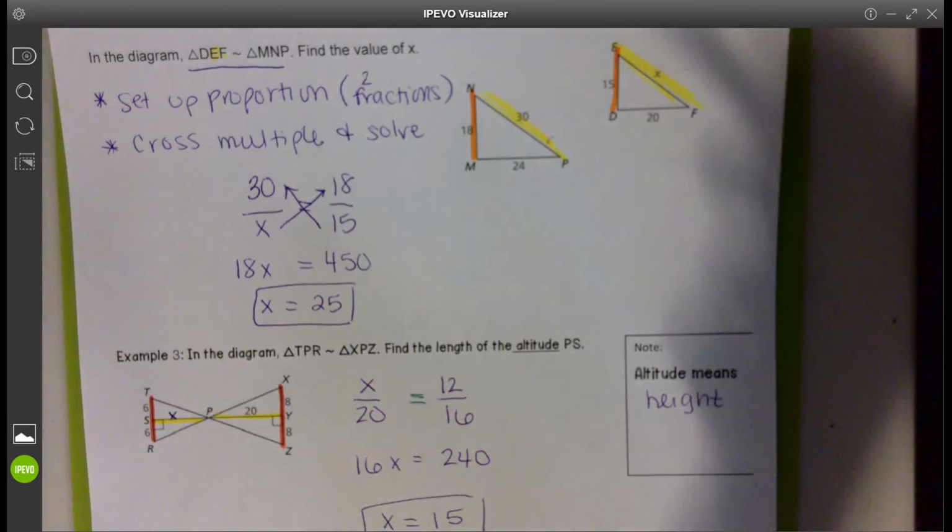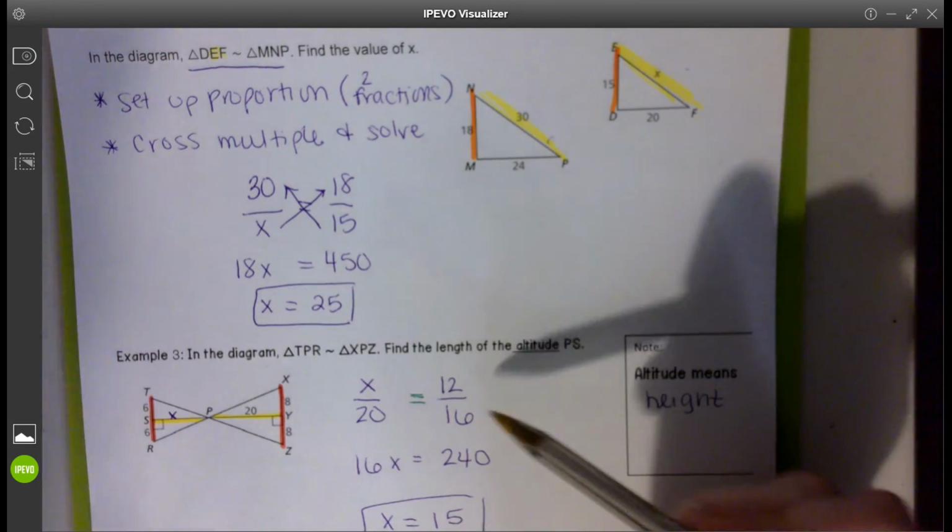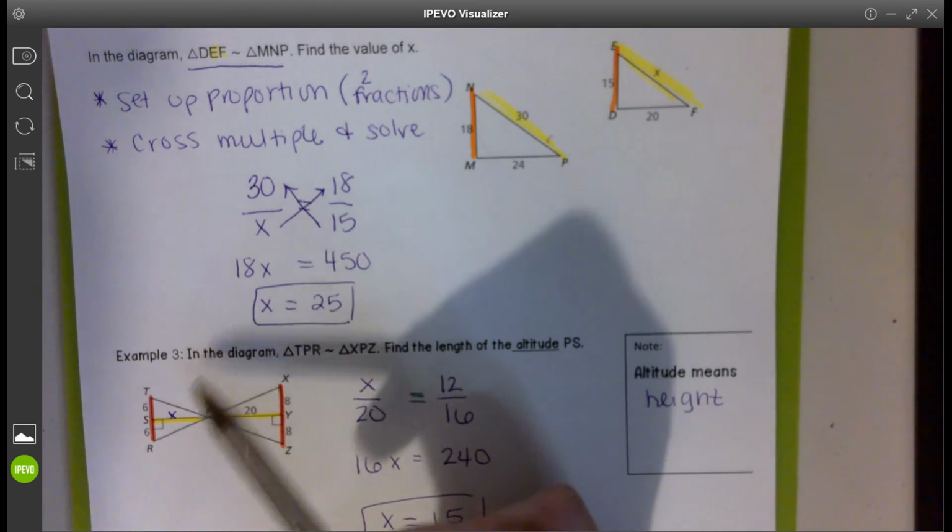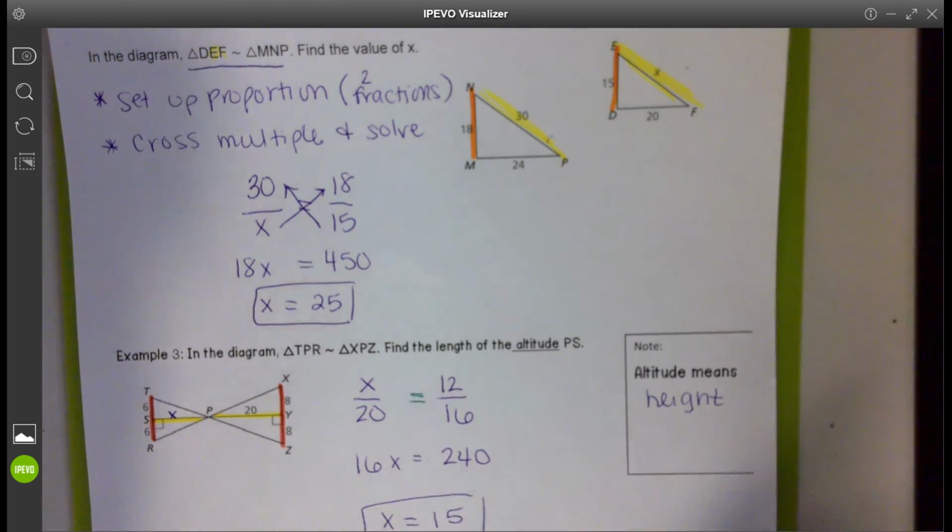Now, you could have used 6 and 8 to create that fraction, but I like to be consistent, and I like to use the entire base. That was just a preference. All right, so we're going to continue more practice. If you have questions, let me know.